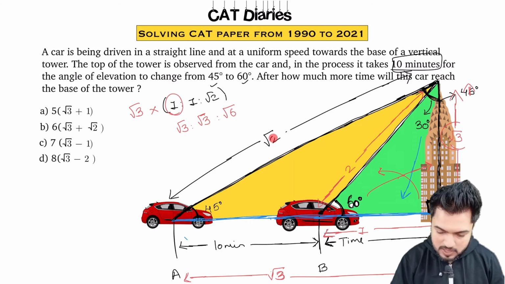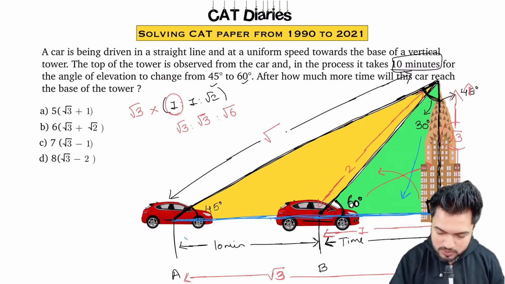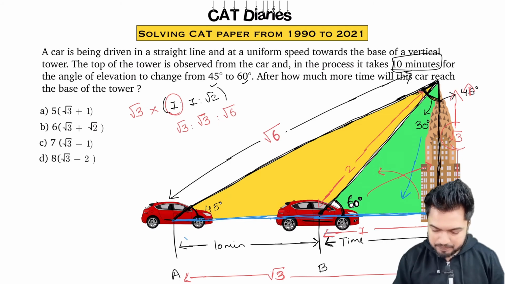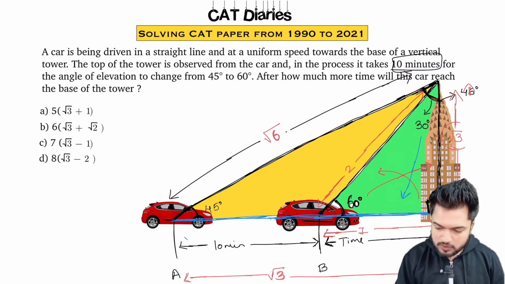So everything is clear to me now. Okay, from the ratio I got the value. So this becomes equal to root 6. Now what is given and what is being asked? Okay, let's see the problem and understand this better. So I know this now.